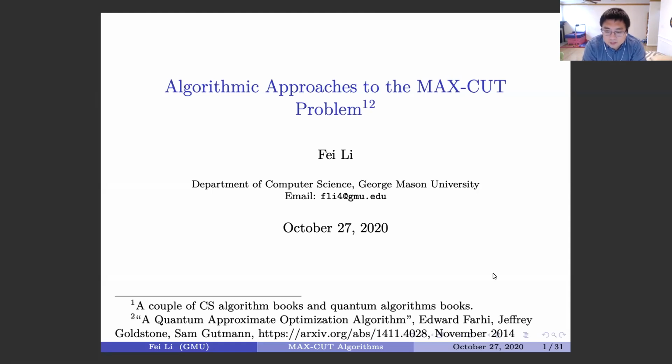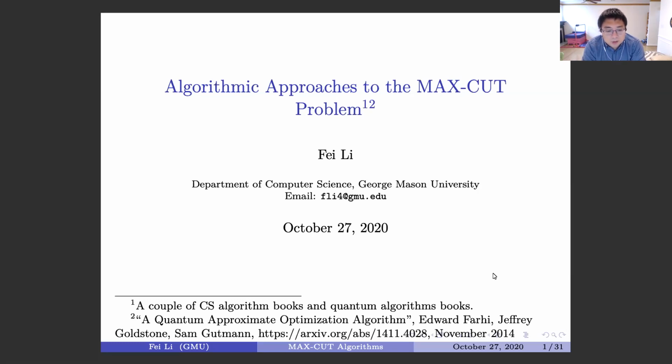And this is my first presentation on quantum algorithms. So I would like to introduce the algorithm approaches to the max-cut problem, which is quite famous. And also I would like to introduce my understanding about those algorithms. In this presentation, I'm going to present two classic algorithms and one quantum algorithm. I will try my best to deliver my understanding and also some of the questions that I may have. And I would like to discuss with you possible future collaboration to deal with them.